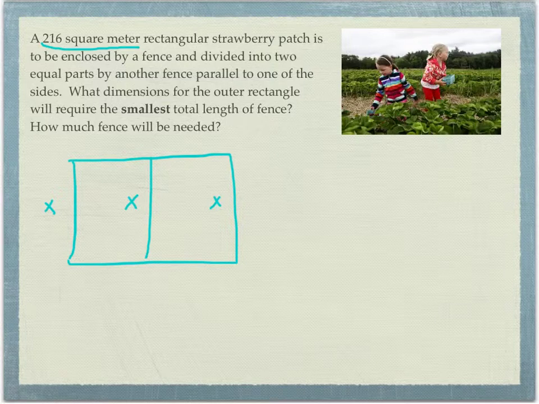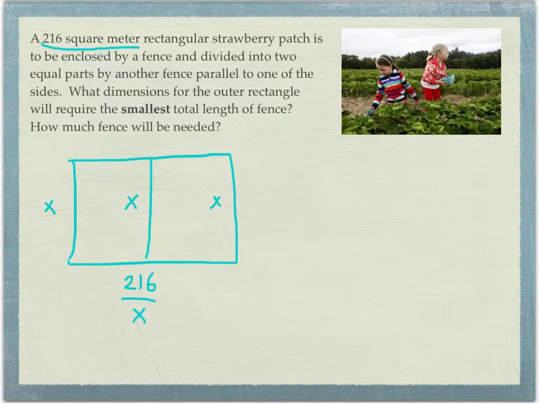So here's a tricky thing. See if this makes sense to you. I'm going to call this length 216 divided by x. Because do you see that if I multiply the length times the width here, the x's cancel out and I get 216, which matches up that area there.